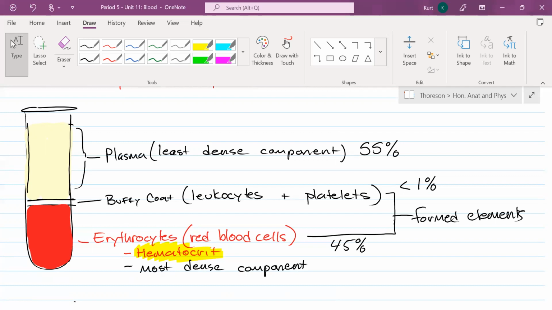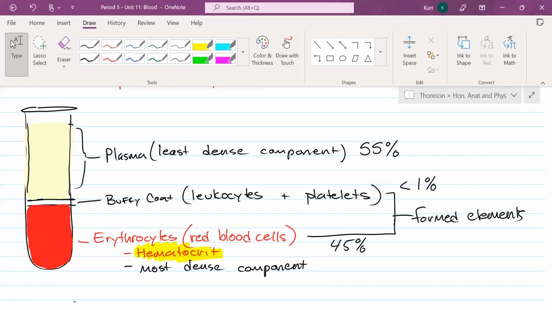Remember that the leukocytes, the platelets, and the erythrocytes, aka hematocrit, all constitute the formed elements. That's around 45%. It varies slightly between males and females. And then the plasma is definitely the majority of your blood, which is around the neighborhood of 55%.